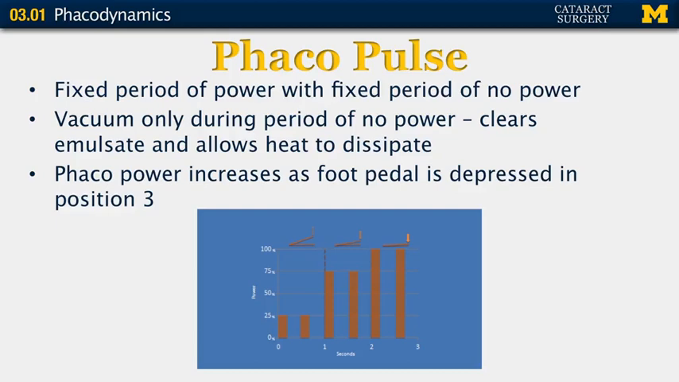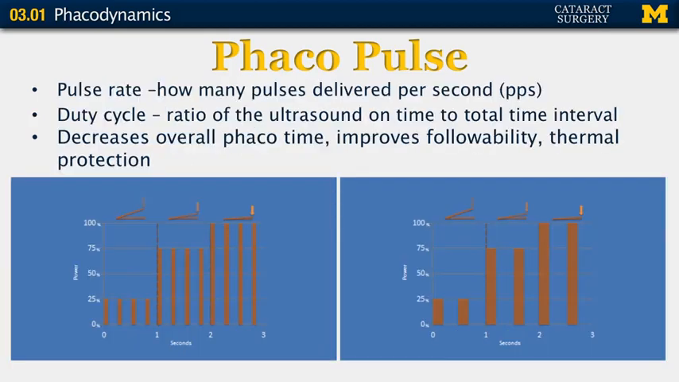So in phacopulse, as the foot pedal is depressed, the phaco power increases, and you'll see the phaco on and off alternating in the graph down below. Let's talk some more about that. So a few terms to define for phacopulse. The first is pulse rate. This is how many pulses are delivered per second, or PPS. Secondly, we have what we call the duty cycle, which is the ratio of the ultrasound on time to the total interval of time that you're applying the pedal.